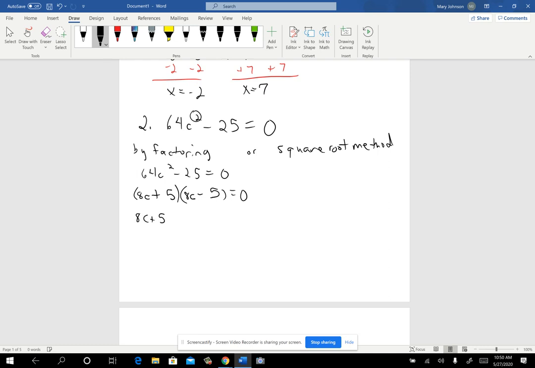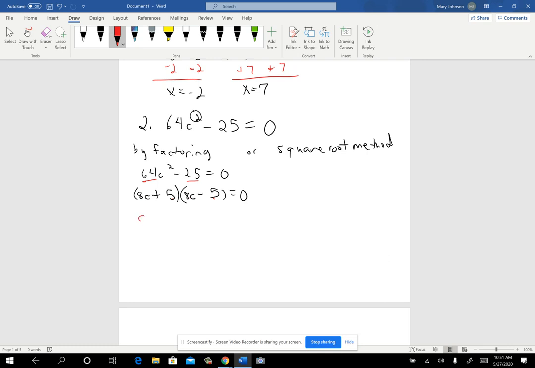Oh, let me slow down there. I don't know why I did that so fast. I wanted to comment on the fact that this is a really fun thing to factor, because 64 and 25 are perfect squares. So I don't even have any trial and error. If it's going to work, it's going to have to be an 8c and an 8c, a 5 and a 5. By doing that, the middle term turns out to be 40c minus 40c, canceling out.